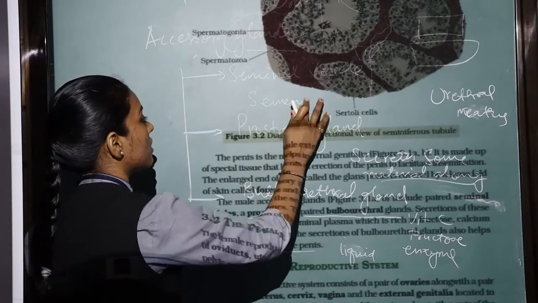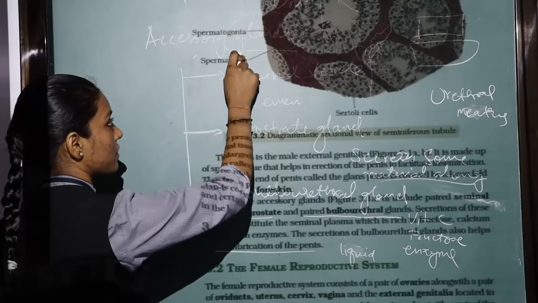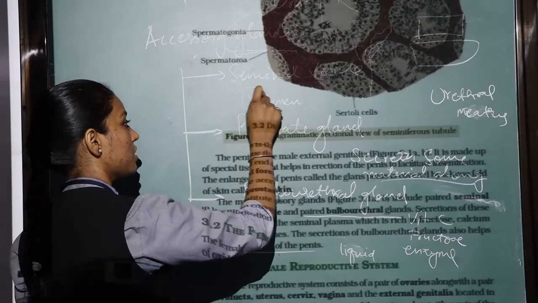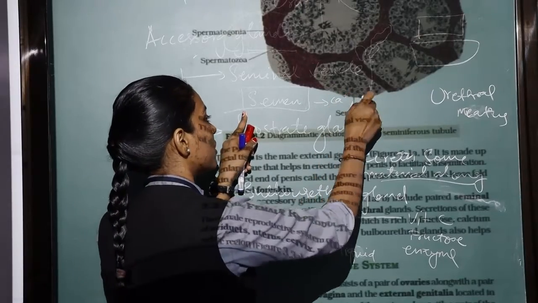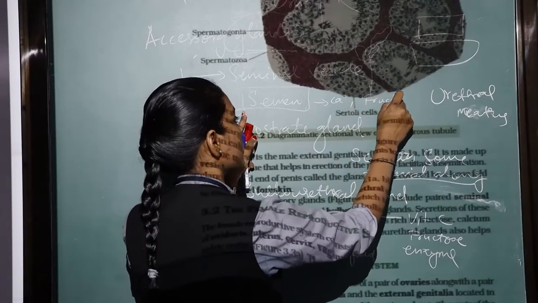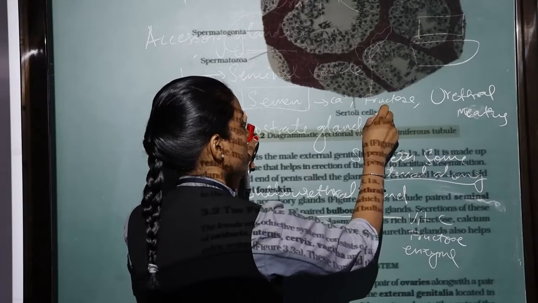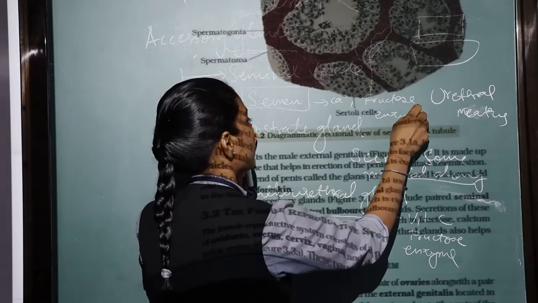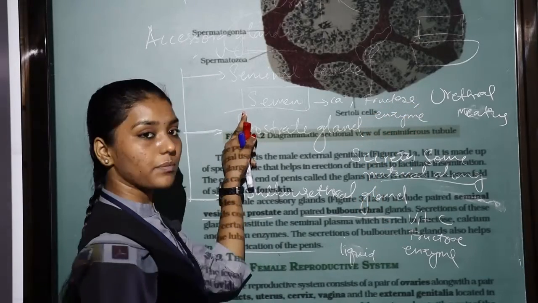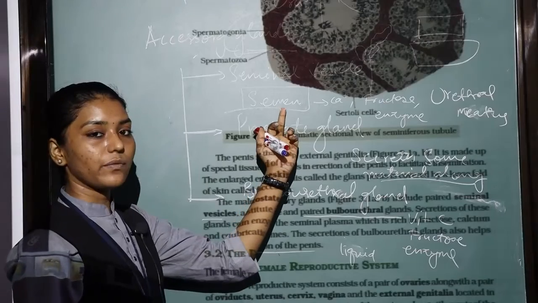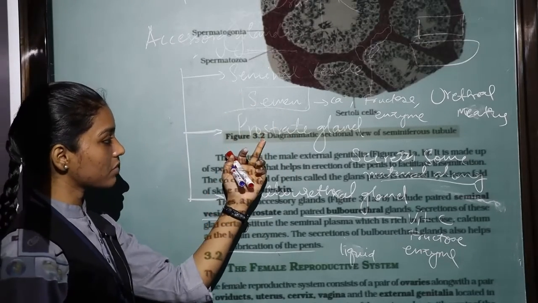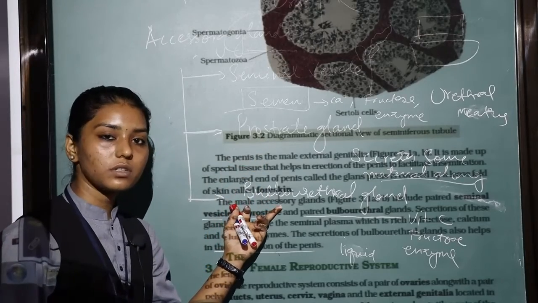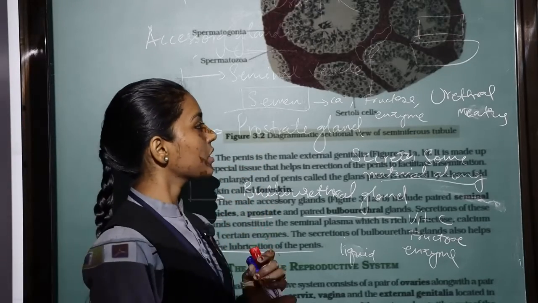The function of the accessory glands is the production of semen, and semen comprises mainly calcium, fructose, as well as some enzymes. There are other constituents which are paired along with this and form semen. In this we have seen the seminal vesicles, prostate gland and bulbourethral gland. I hope you are clear with this.